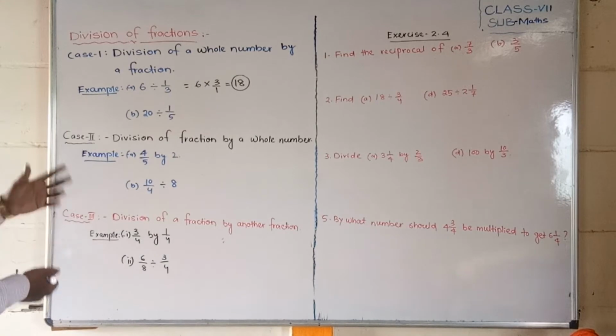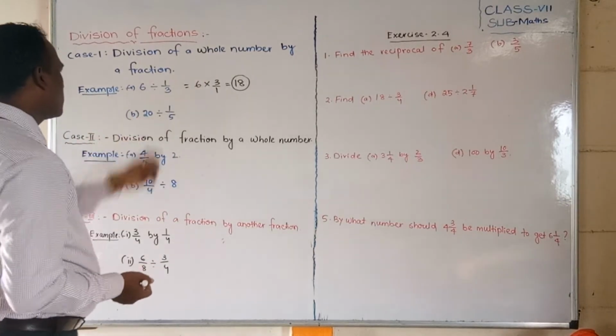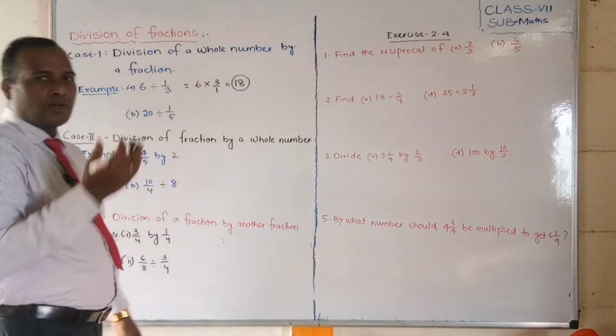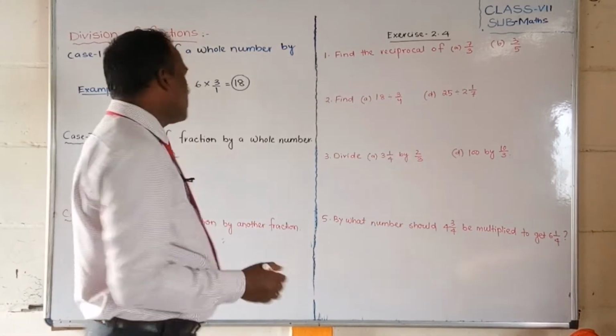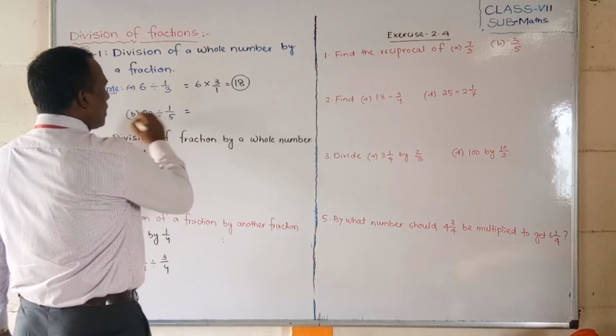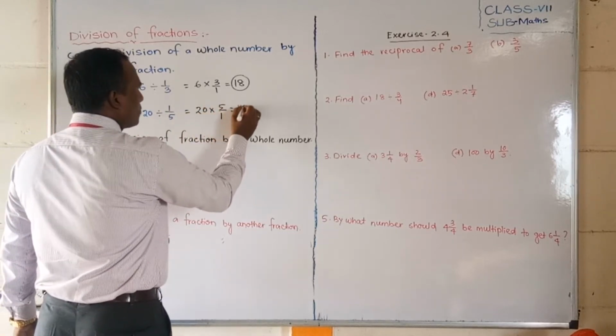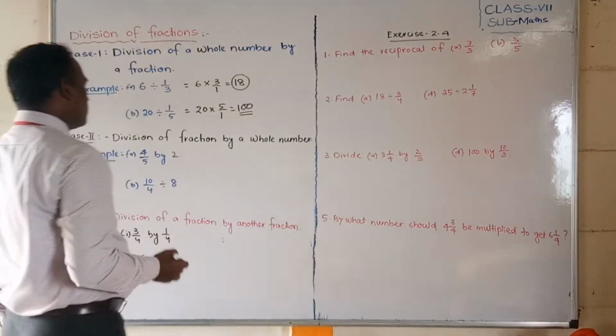Same like that, friends, if you go to the second example, you can understand. What is the reciprocal of 1 by 5? It is 5, because 5 by 1 is equal to 5. So it will be changed, and you should multiply the reciprocal with the whole number. 20 into 5 by 1 is equal to 100. So this is the answer.